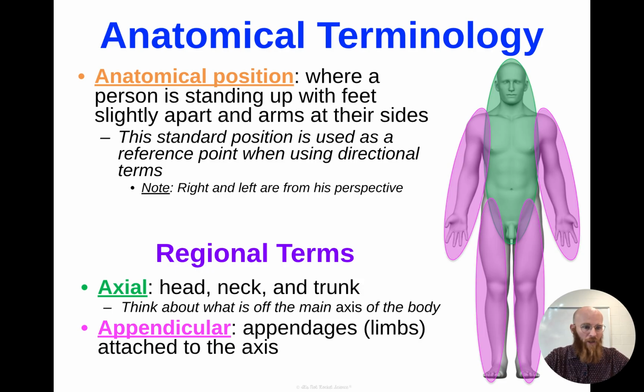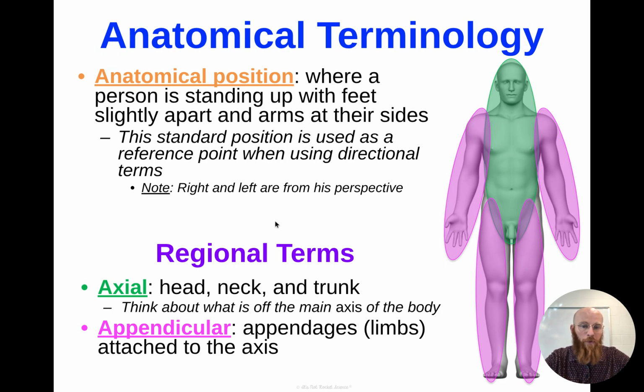When I'm referring to anatomical position, you can see this over on the right side of this slide. This is where a person is standing up with feet slightly apart and arms at their sides. Some other key components are that we keep our toes pointed straight and our arms fixated so that our palms are facing forward towards a person who would be observing, okay? So this is that standard position. It's going to be used as a reference point when using directional terminology so that we all are using the same language and referring to the same starting position, okay?